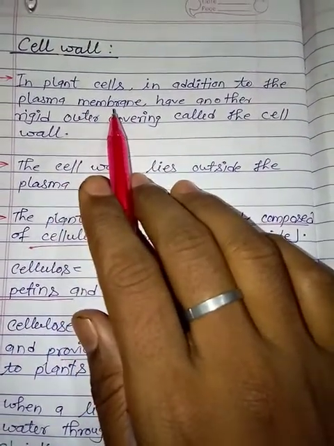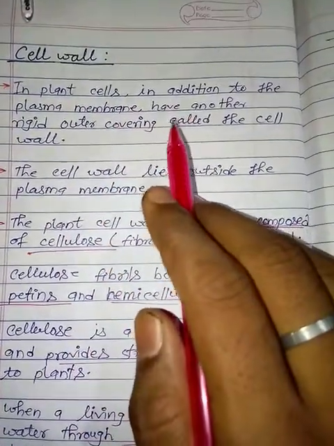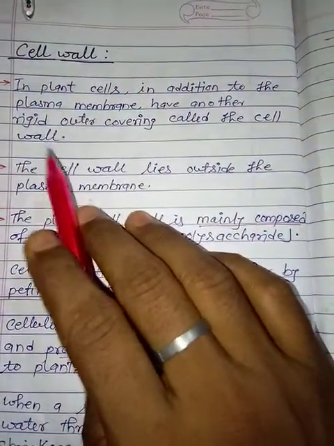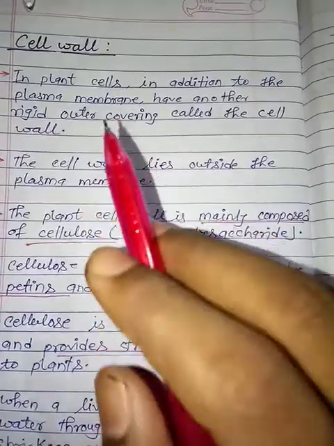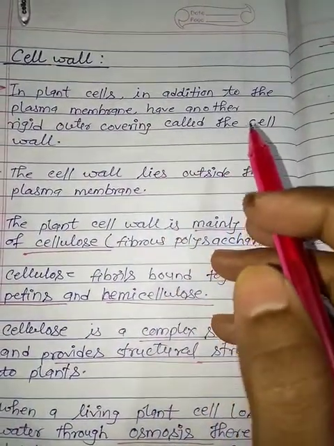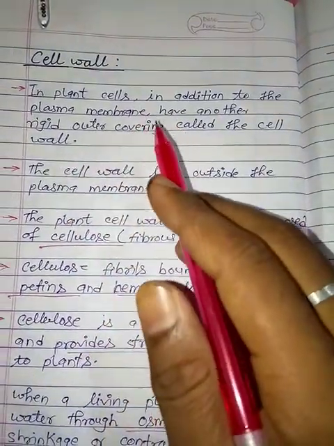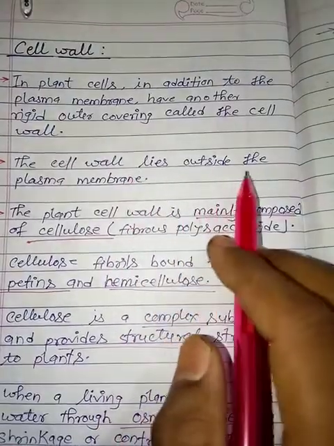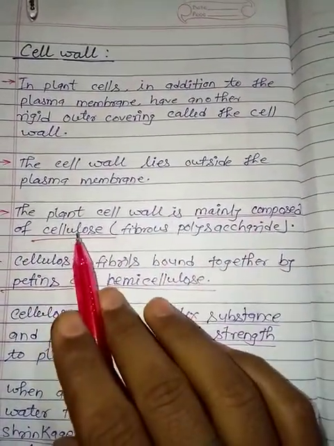This plasma membrane is made up of protein and lipid, and so we have another rigid outer covering called the cell wall. In plants, other than the plasma membrane, an extra rigid covering is present, that is called the cell wall. It is absent in the animal cell, and the cell wall lies outside the plasma membrane. The plant cell wall is mainly composed of cellulose.